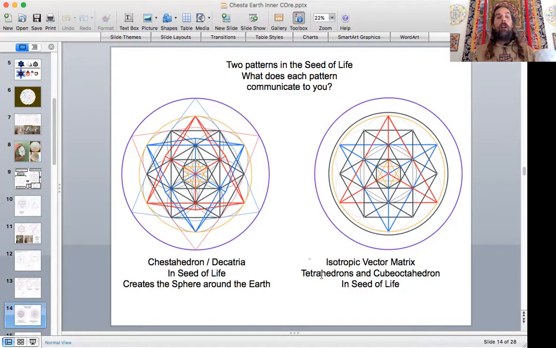And this one here creates the sphere that will go around the seed of life and will also go around the inner chestahedron that's created. And here is the sphere that would be around the isotropic vector, the isotropic vector matrix sphere is the black one. And now here's our sphere that would be around the Earth based on the chestahedron. So, there's a difference there between these. They're both totally valid. They're both in the geometry.